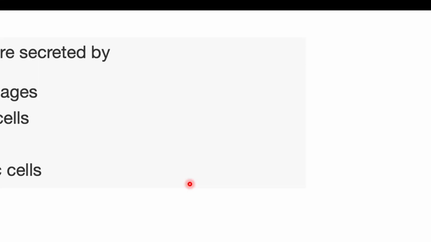The hint is given in the question as well, right? Antibodies are secreted molecules. And what kind of molecules? These are proteins. Which cells primarily secrete antibodies? There are four options. I think it should be easy. Macrophages, plasma cells, T cells, or dendritic cells.